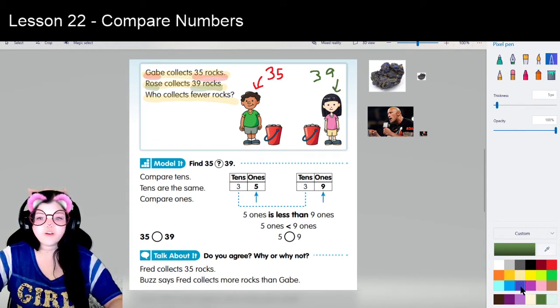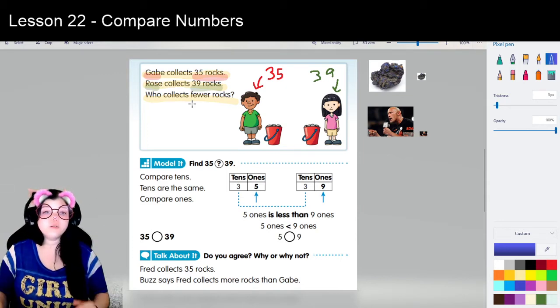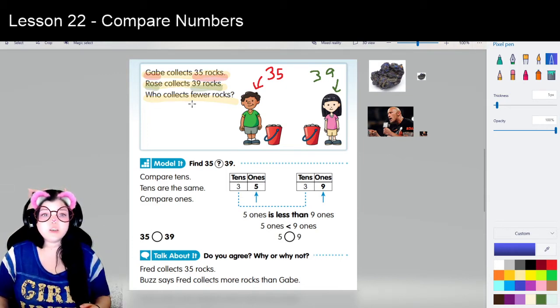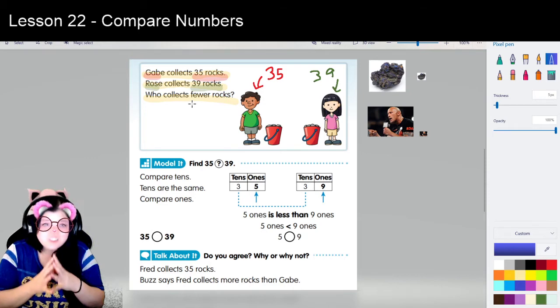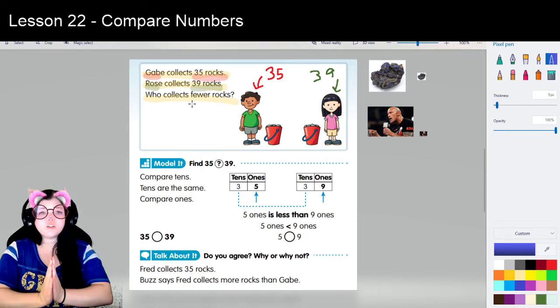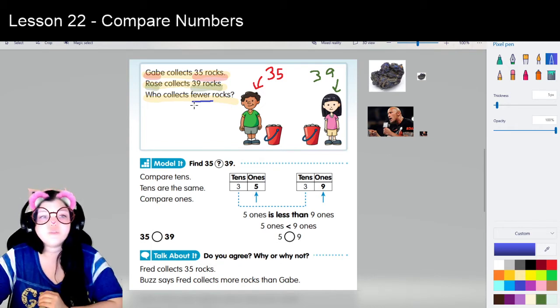Who collects fewer rocks? Are they asking who collected more, the bigger number? Or are they asking who collected the least number, the smaller number, the less than number? Fewer means the least amount, the smaller amount. So who collected the smaller number of rocks? Rocks is our object, and they want to know who collected the fewer amount of rocks.